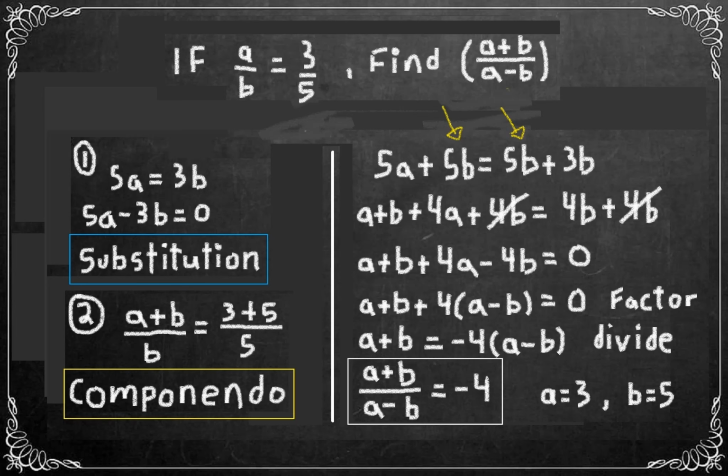Then we have a plus b over b equals 3 plus 5 over 5. Next, in column 2, we cross multiply. Notice the yellow arrows was just equivalent to adding 5b to both sides of the equality, which doesn't alter the equation at all. Then rewrite both sides the following way.